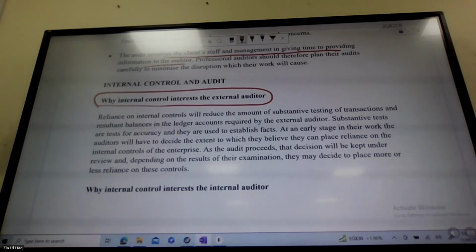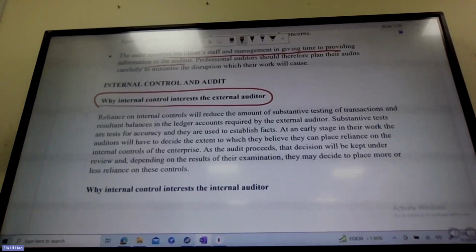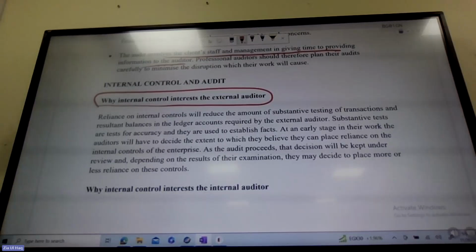fair. If the internal control system is poor, this means policies and procedures are not being followed properly, and financial statements will not be true and fair. And if the external auditor highlights any issues in internal control, he communicates to the management first. Please correct these issues. If they correct, he will issue an audit report in favor of the company. But if management does not correct those issues, then he will issue an audit report against the company.